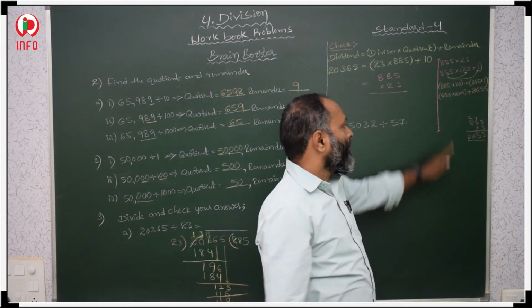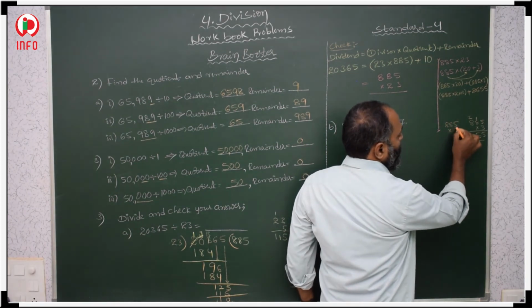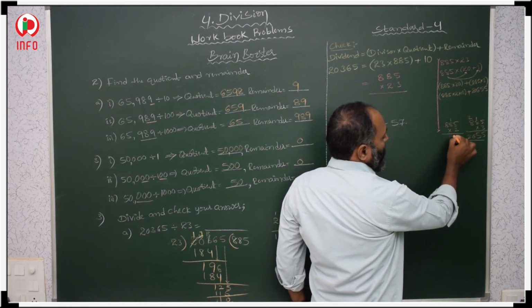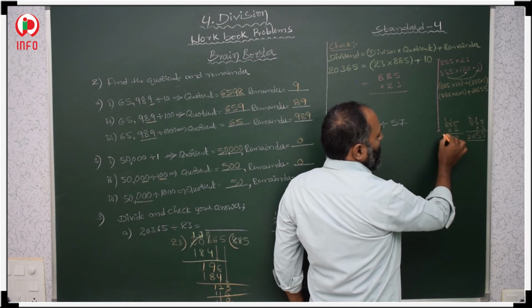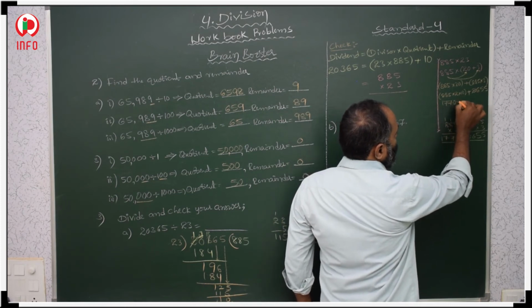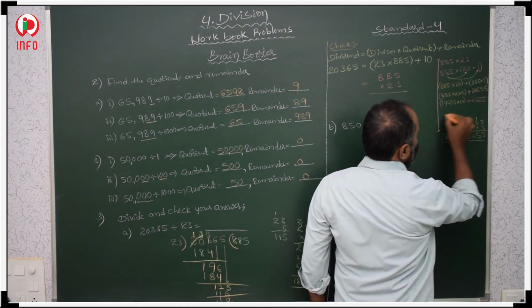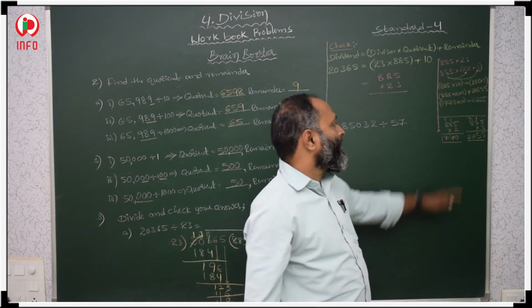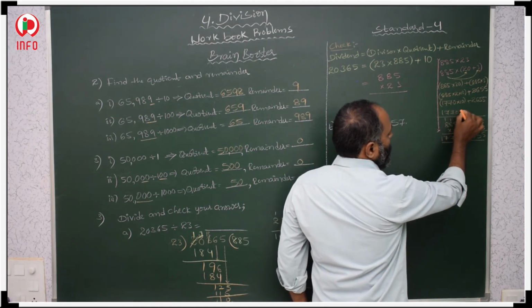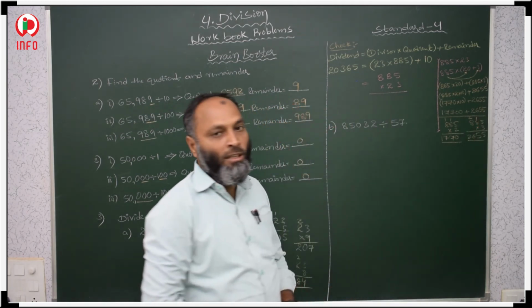Now 885 into 2: 2 5s are 10; 2 8s are 16 plus 1, 17; 2 8s are 16 plus 1, 17. This is 1770 into 10 plus 2655. 1770 into tens means one more zero. 2655. So this is our product.